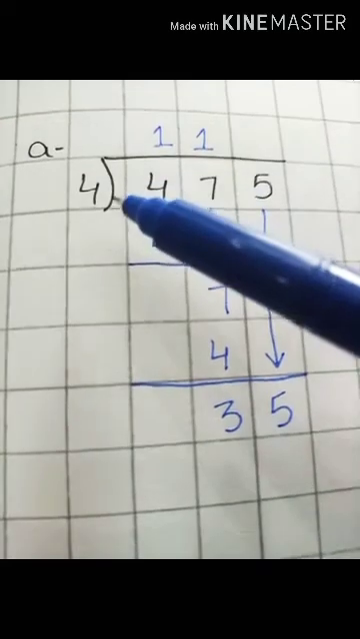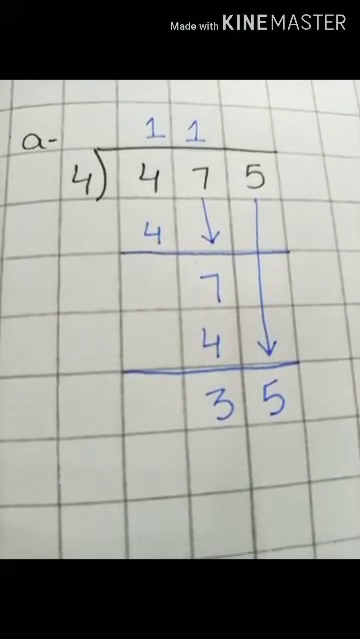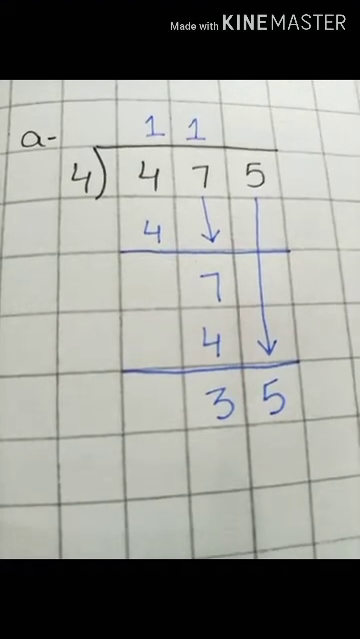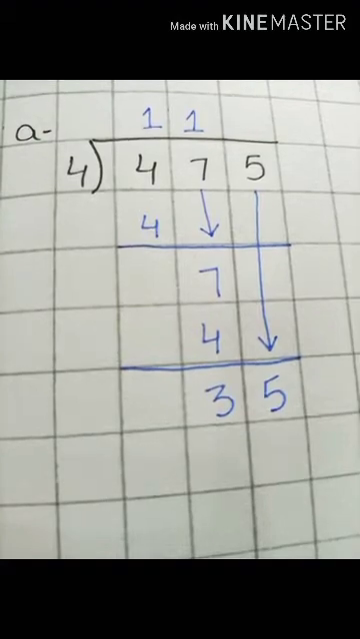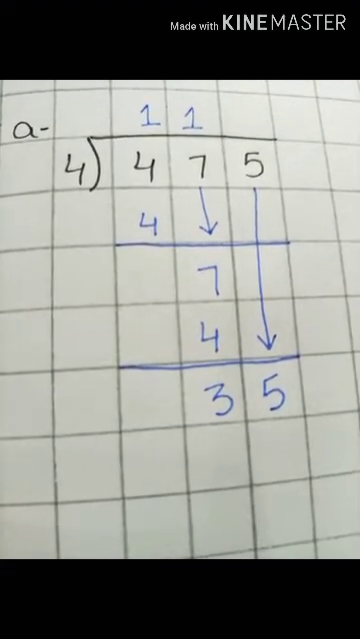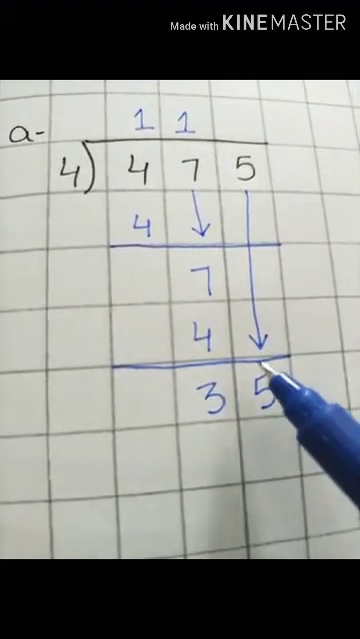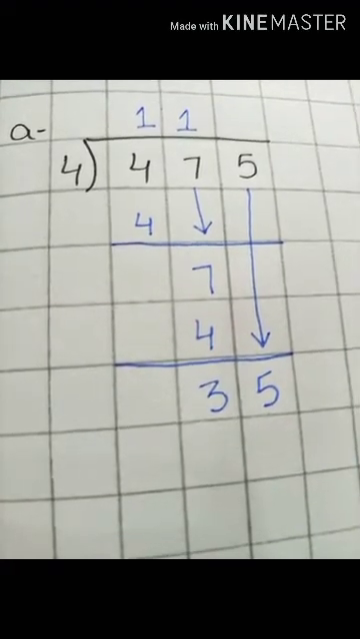Now students, read the table of 4 till the 35 or less than the 35. Read it with me students. 4 ones are 4, 4 twos are 8, 4 threes are 12, 4 fours are 16, 4 fives are 20, 4 sixes are 24, 4 sevens are 28, 4 eights are 32. 32 is nearest to my number 35. Let's read it. 4 nines are 36.